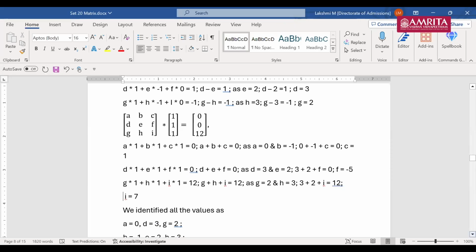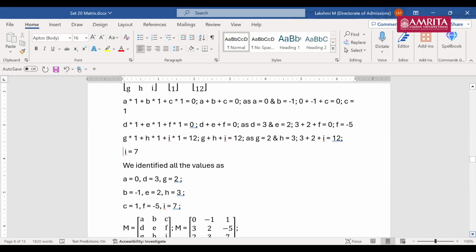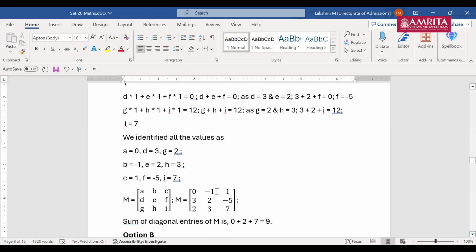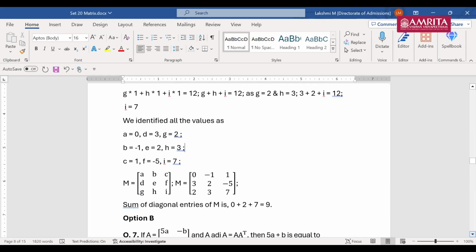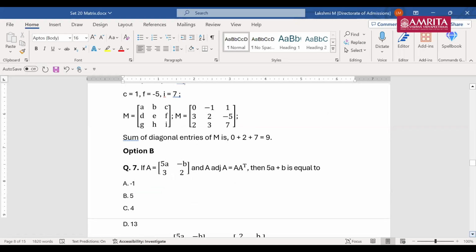So you have all the values. A equal to 0, B equal to minus 1, C equal to 1, D equal to 3, E equal to 2, F equal to minus 5, G equal to 2, H equal to 3, and I equal to 7. Here, the most important place is going to be the negative values. So the diagonal is 0, 2, 7, so this is equal to 9. So yes, I hope this question is clear. Those students who are not able to complete it can leave some space and solve it towards the end.